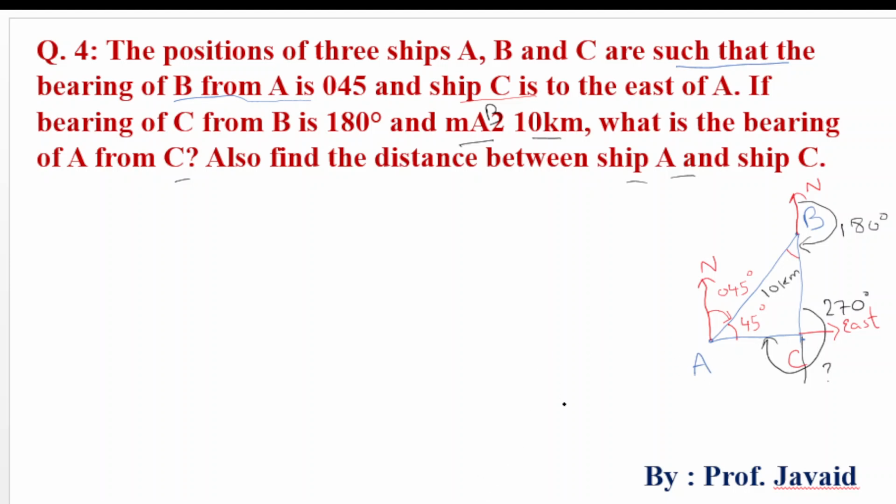So until here, I think all of you understand the diagram, how we make it and read the question. Now for the last part, we have to find the distance from ship A to C. So let's see. This is A and this is C. We have to find the distance A to C.